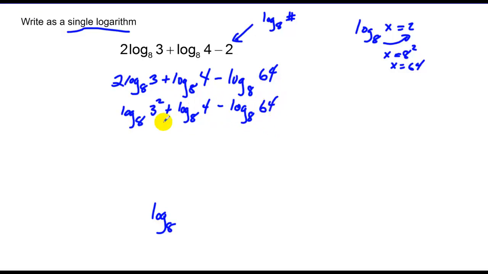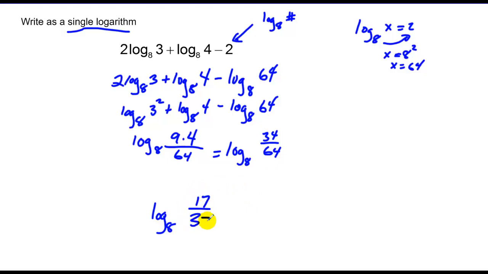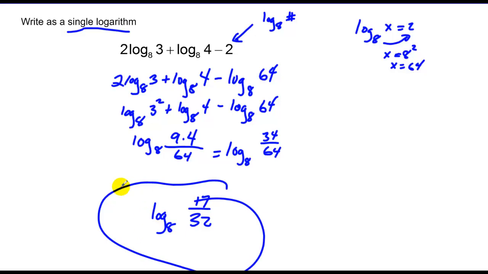of 64. Once again, left to right, log base 8 of 9, because that's 3 squared, times, because I have the addition, 4, divided by, because I have the subtraction, 64. Or log base 8 of 36 over 64, which simplifies into one log base number of the log base 8. 2 goes into both of these, of 9 over 16. And I've accomplished the task.